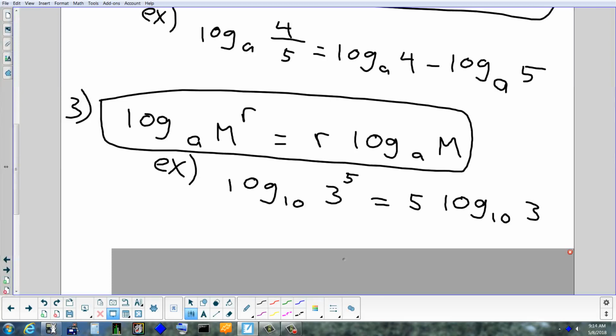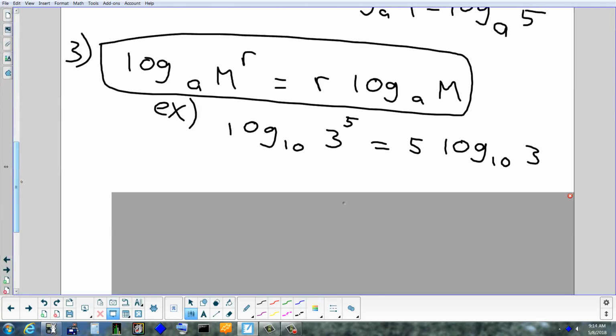So those are the 3 basic rules that we can use to combine logarithms together. The last one isn't really combining logarithms, it's just moving an exponent in front. But that's a rule they throw in here with the other 2.